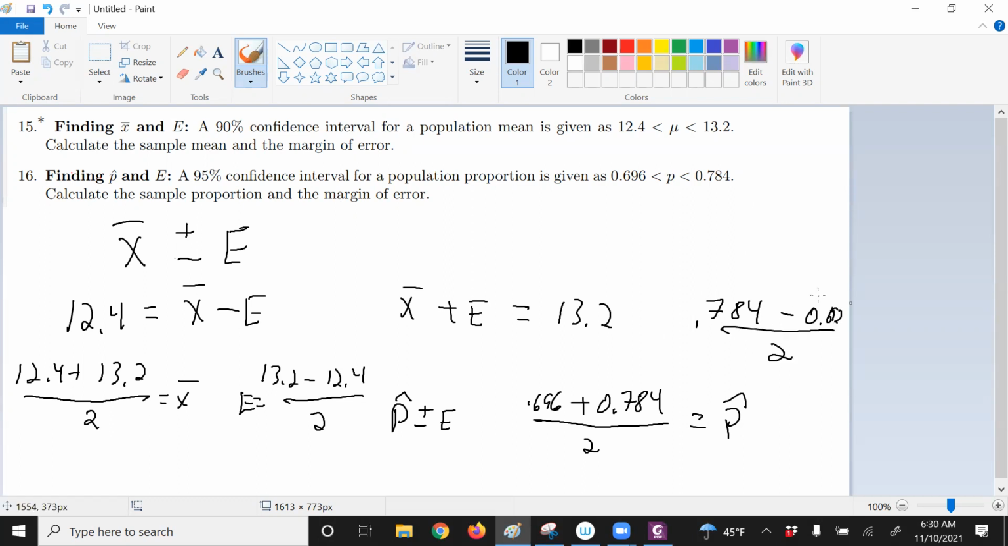I didn't write that right. It's 0.696. Okay, so you subtract those, and that's how you get the margin of error. So in each case, to get the point estimate in the middle, you add the bounds, divide by 2. To get the margin of error, you subtract the bounds, divide by 2. Okay, hopefully that helps.